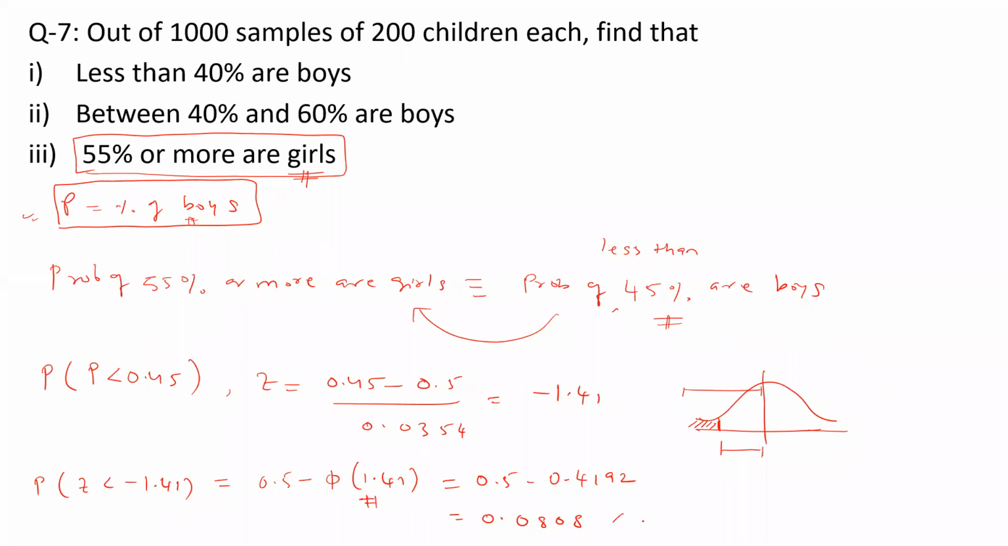So when you multiply this with 1000, you will get approximately 80.8, or I can say 81. So 81 samples. So out of 1000, 81 samples have 55% or more girls.